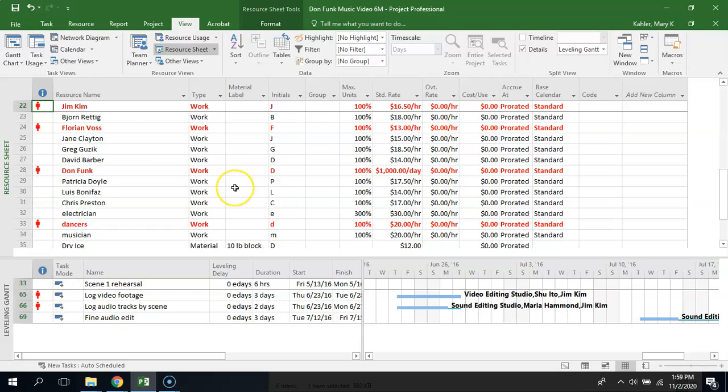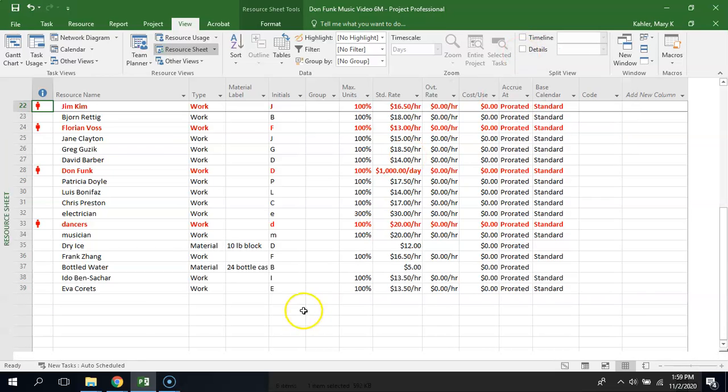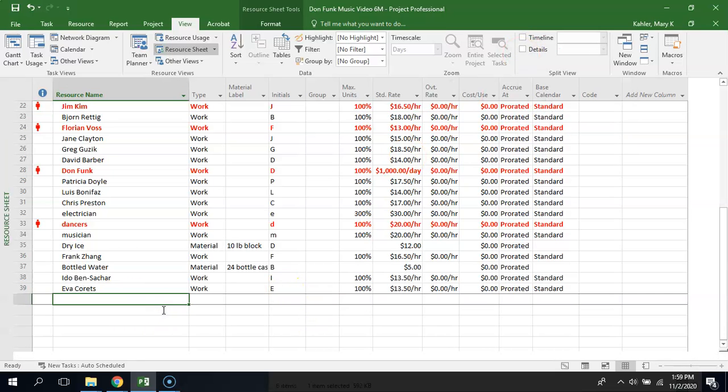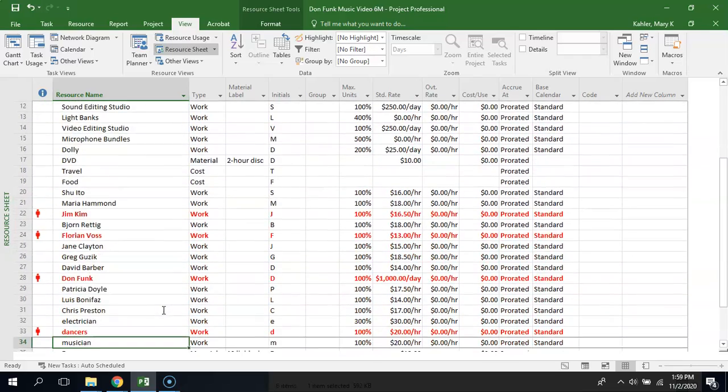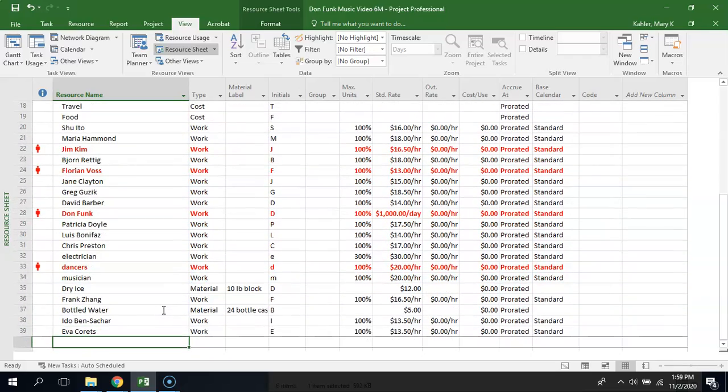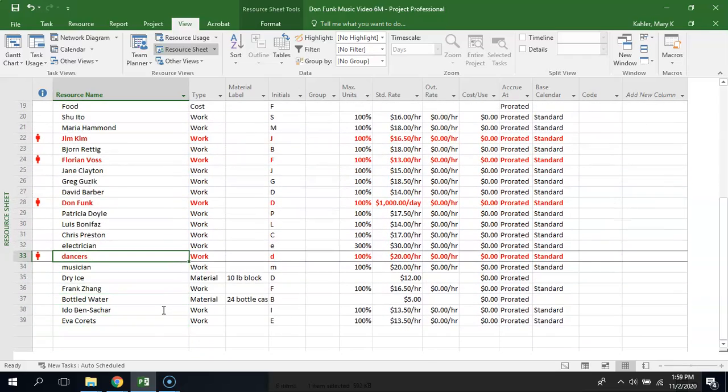And I don't think we need that for now. So we're in the View tab, you can just unclick the Details checkbox and that will make it go away. So now we've got our whole list of our resources, and obviously we still have some over allocation problems with Brad, Jim, Florian, Don Funk, and the dancers. Somewhere in this project, they are assigned to too much work. So we're gonna look at how we can fix that.